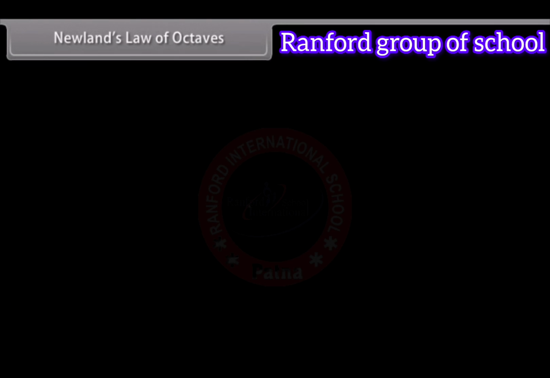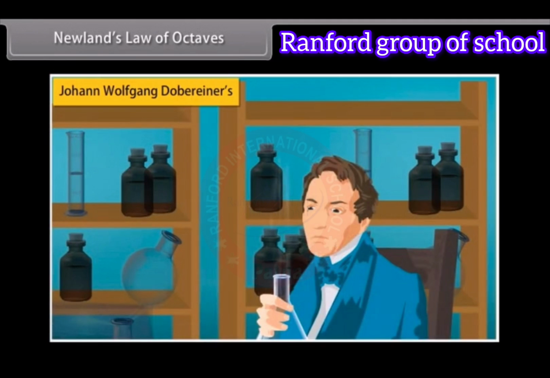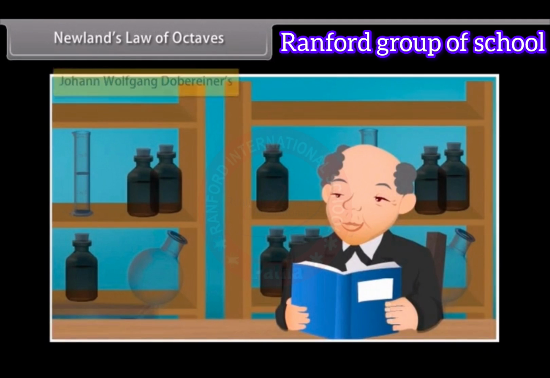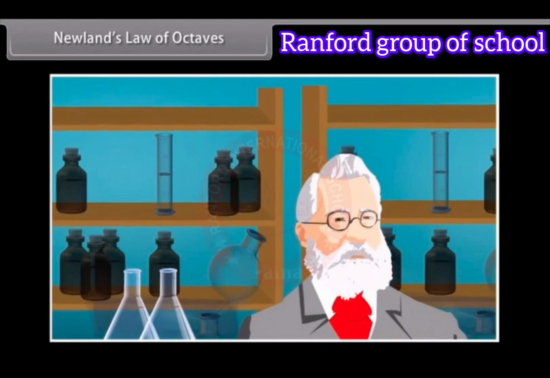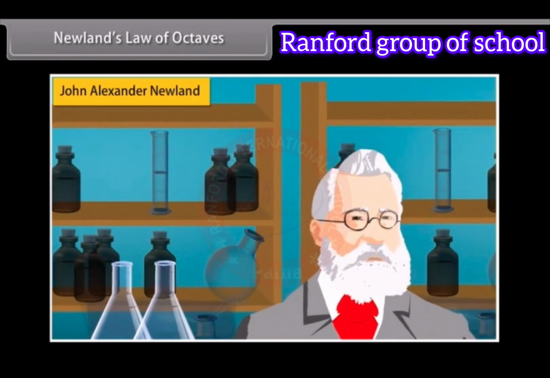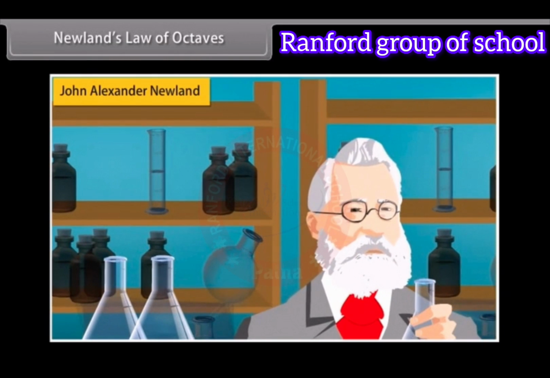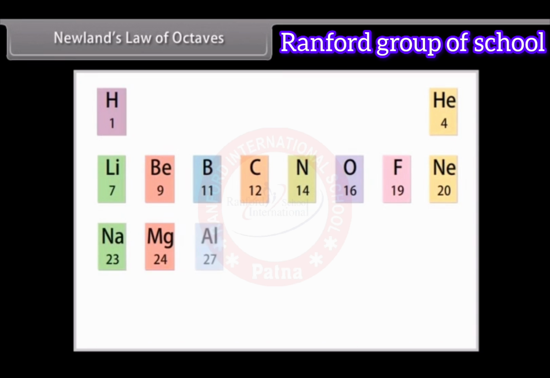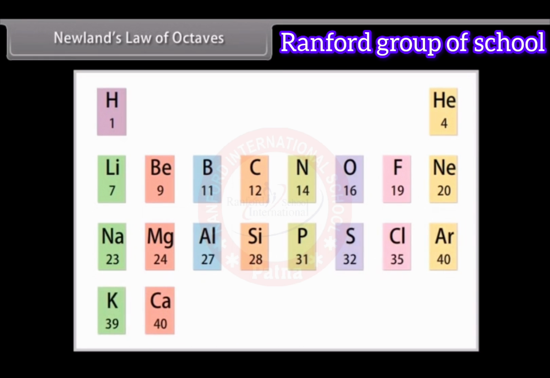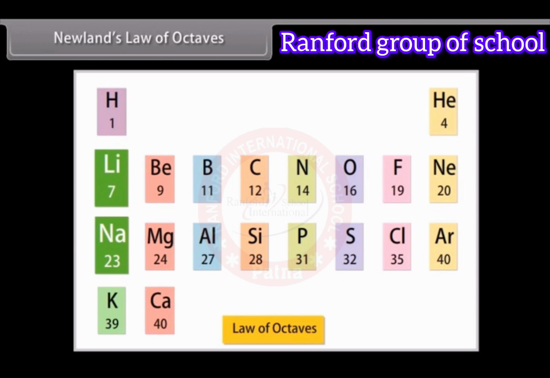Newland's law of octaves. Dobereiner's research simultaneously encouraged other scientists to start classifying elements. The triads were not useful as they could classify only three elements at a time. In 1864, John Alexander Newland, an English chemist, discovered that when elements are arranged in the increasing order of their atomic masses, atomic weight, every eighth element had properties similar to the first element. This is called the law of octaves.